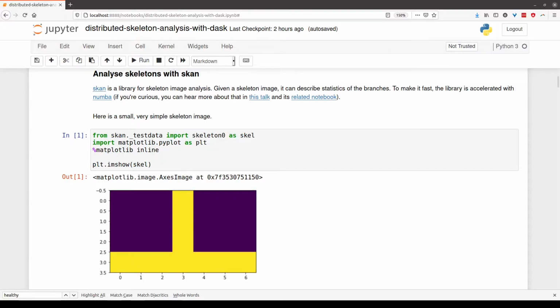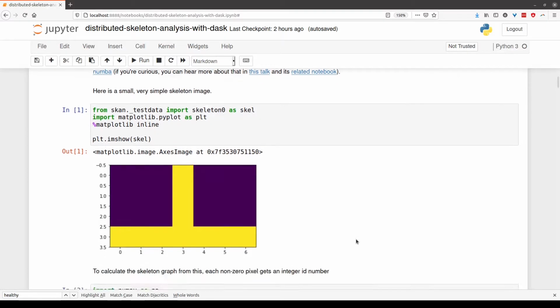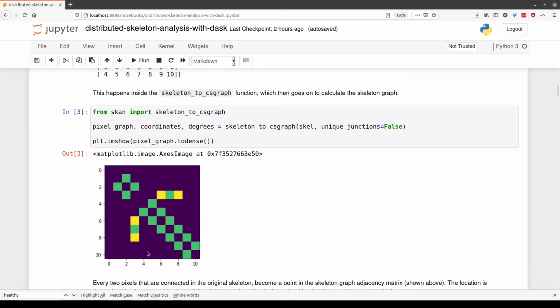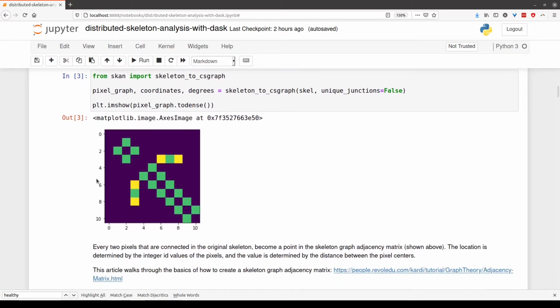Okay, so here is a very simple skeleton. It's just this T shape here. What we can do is look at this as an array where all of the pixels are 0, and then we can label each of the non-zero parts of the skeleton with an integer ID. We can represent that skeleton shape as a graph adjacency matrix, and that is what this looks like for that shape. In a graph adjacency matrix, for each pixel and its neighbors, if they're neighbors, we fill in one of the values in this matrix.